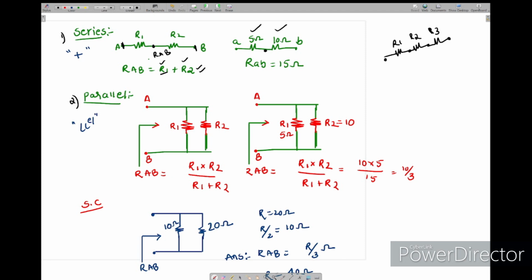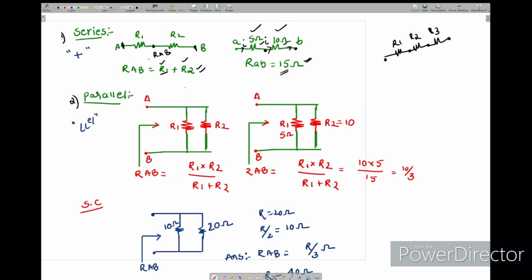This connection is series. One more thing is that if you are identifying a series or parallel connection, you assume some current I is going here. The same I is going here also, and the current continues up to here. So in a series connection, the current is the same in all branches. If you take these two in series, the equivalent resistance is R1 plus R2. So we got 15 ohms.